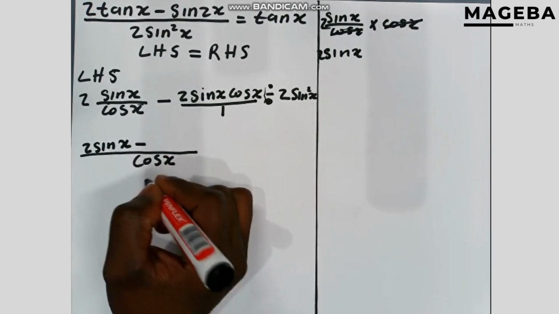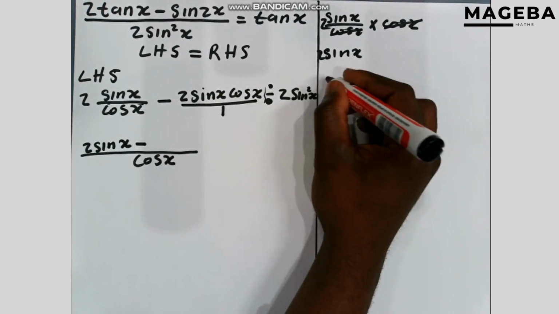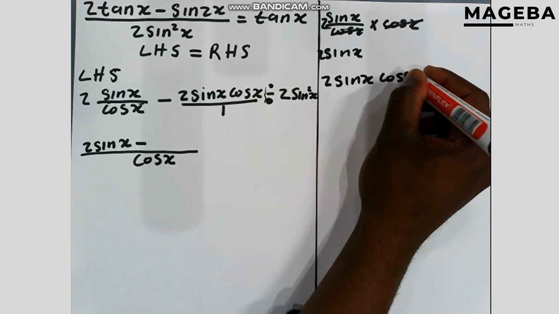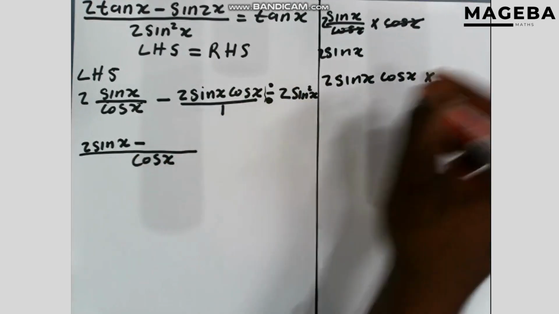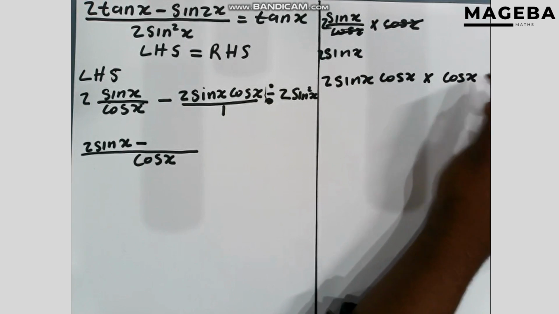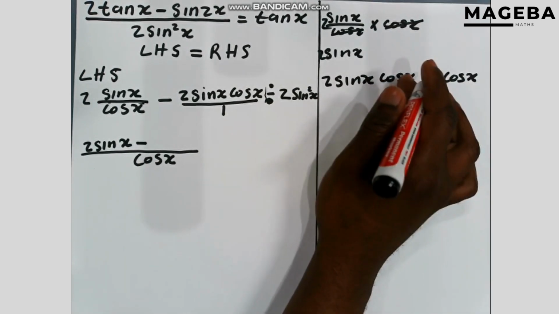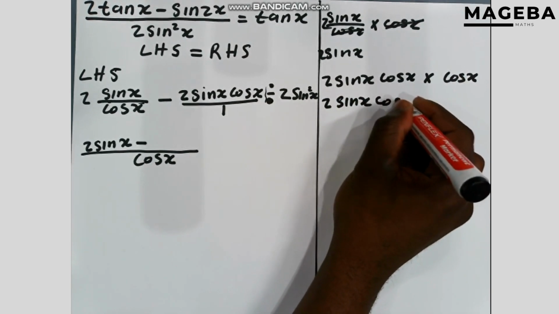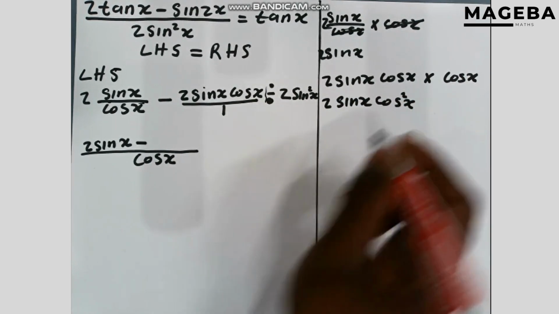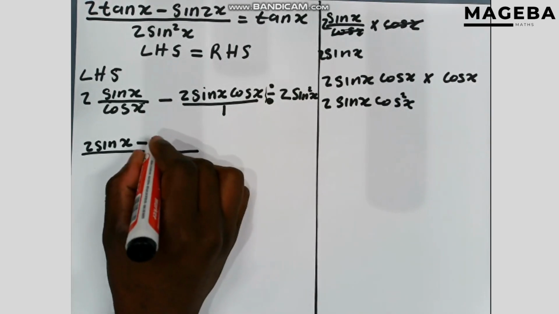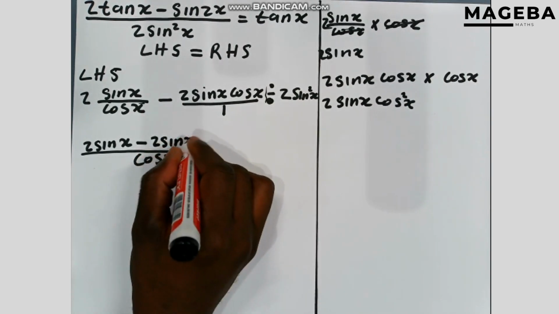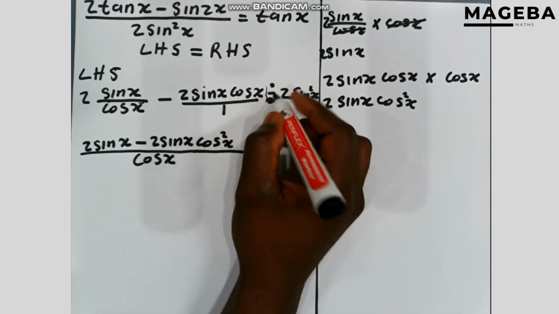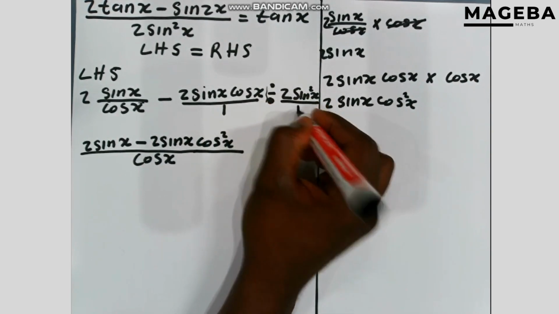And then minus, taking all this thing here, which is 2 sine x cos x, we times it with our LCD, which is cos x. What you are going to get, this cos is going to times this cos, so it's going to be 2 sine x and then cos squared x. So we want to have minus 2 sine x cos squared x. And all this thing is over 1.